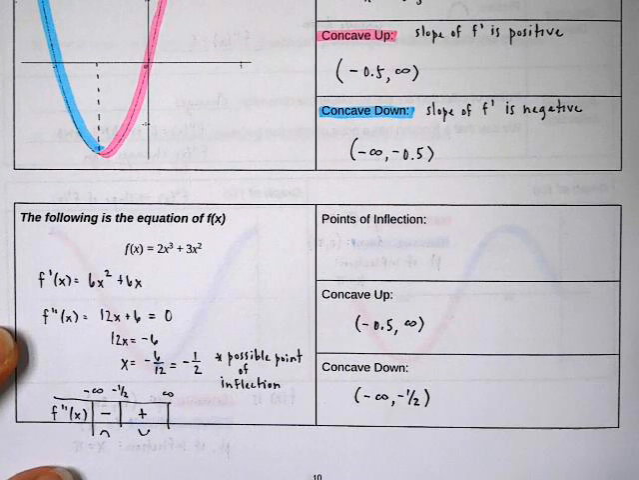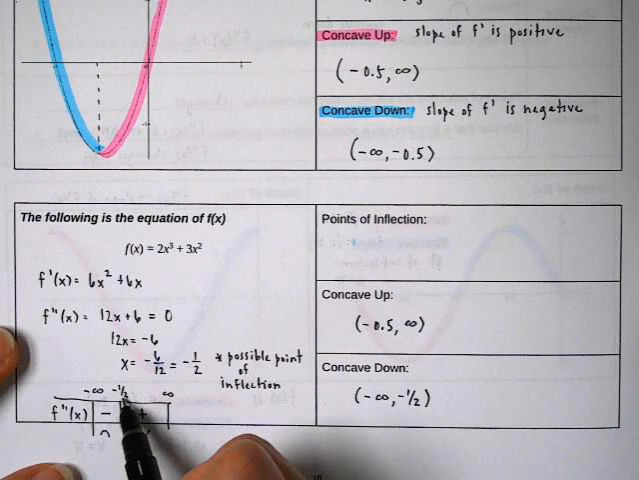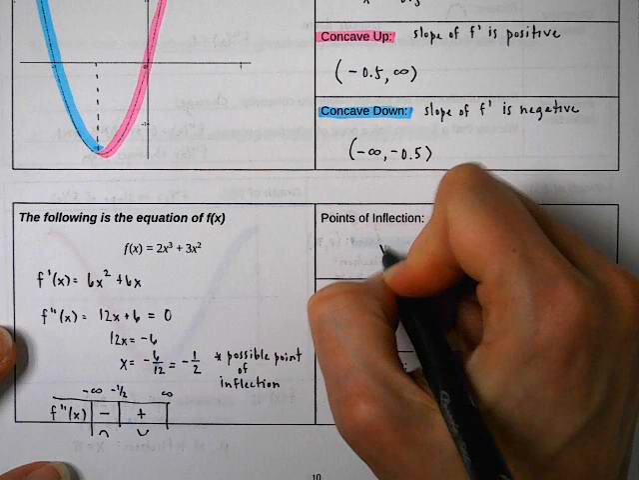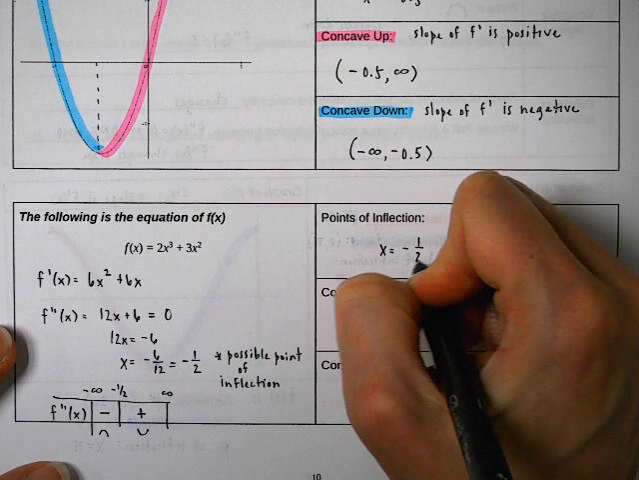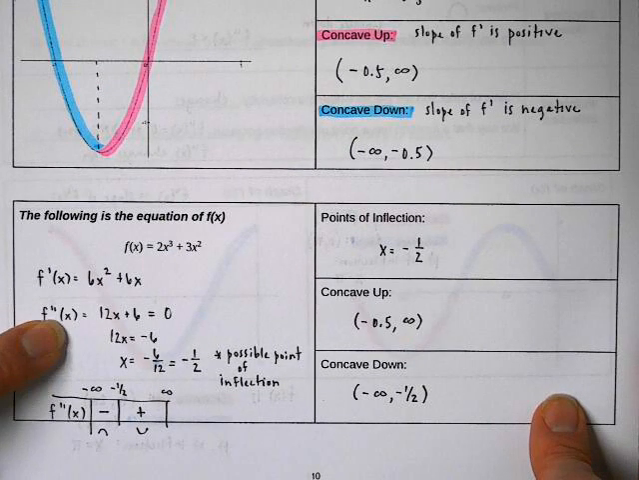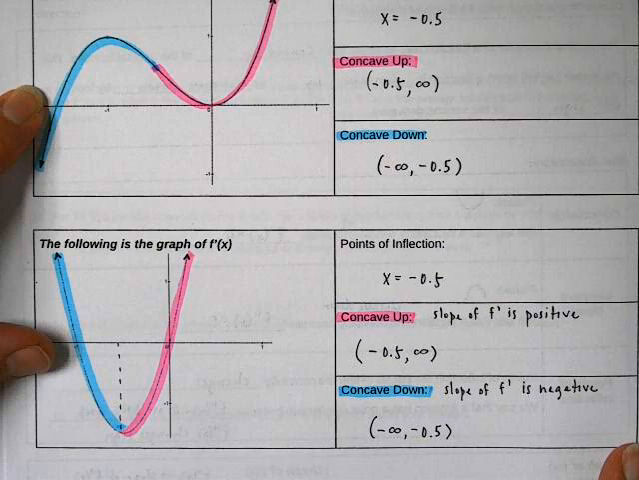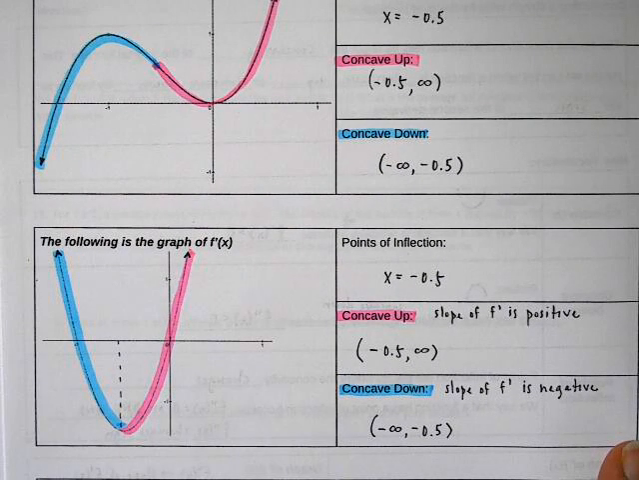And then we can see, because we had a sign change for the second derivative at x equals negative 1/2, that's going to be our point of inflection. So we have three different representations for the same function. We have the equation, a graph of the original up here, and then the graph of the derivative, but we should be able to analyze all three to get this information about the concavity of the function.